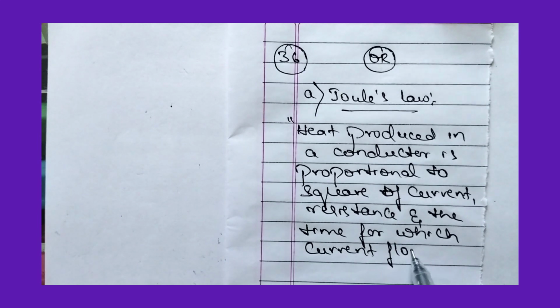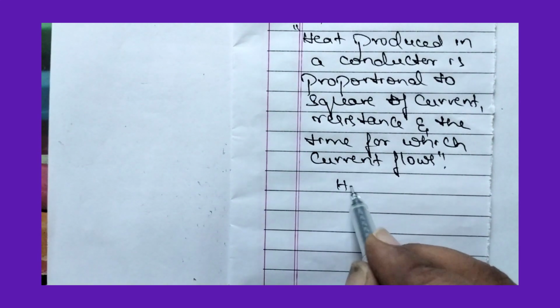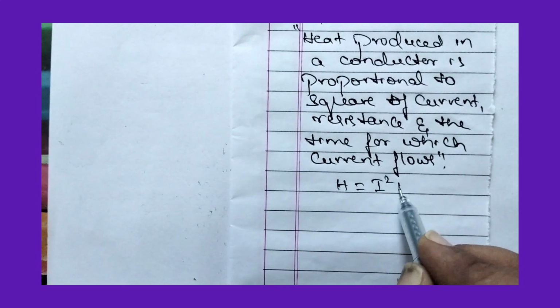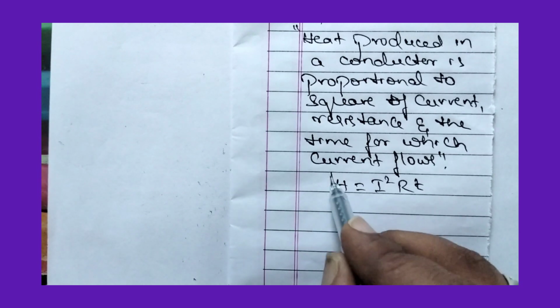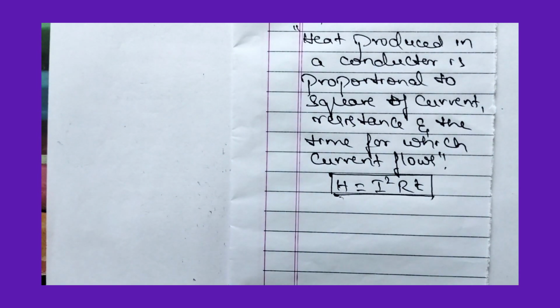So this is the statement of Joule's law. According to Joule's law, H is equal to I square RT. H is heat produced, I is the current, R is the resistance and T is the time. Like this we have to state Joule's law and write the mathematical relationship to this law: H is equal to I square RT.